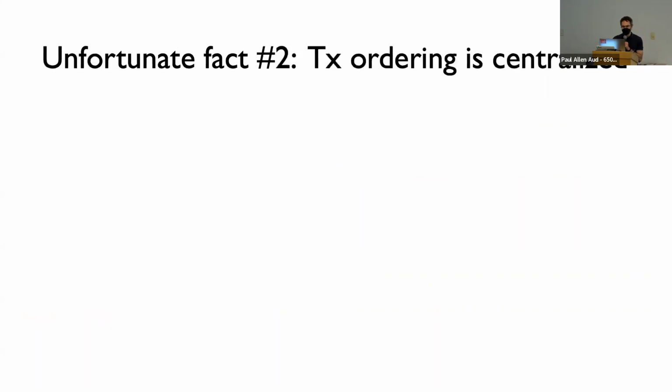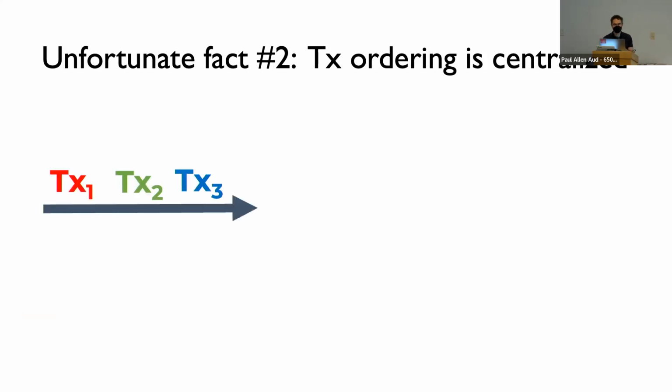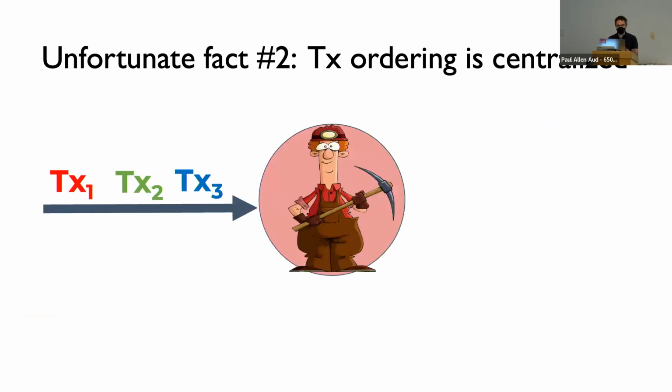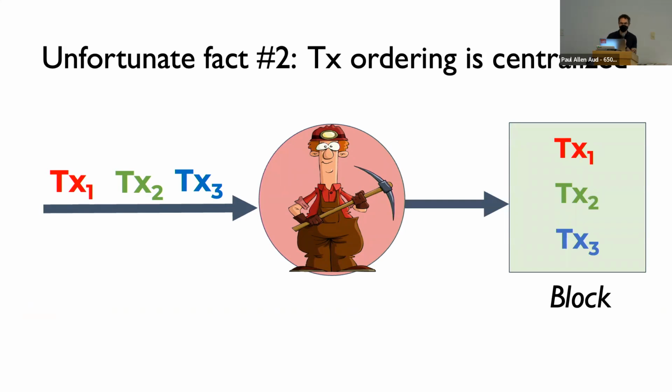Unfortunate fact number two is that despite the fact these systems are decentralized, the ordering of transactions itself is in fact centralized. There's this paradox at the heart of current blockchain designs. This is to say that when a collection of transactions enter the mempool and are taken up by a validator or miner, the miner, I'll just refer to this entity as a miner, gets to decide how these transactions are ordered in a block and can even insert its own transactions.